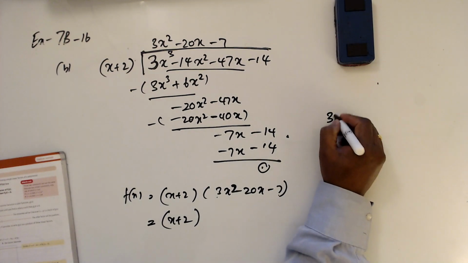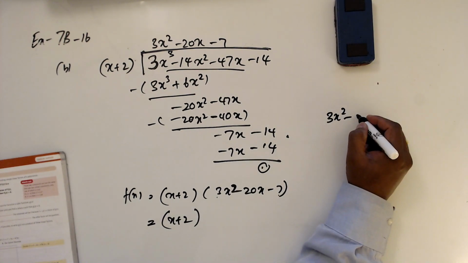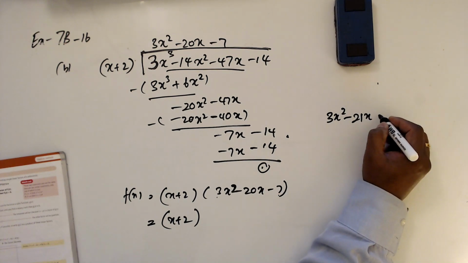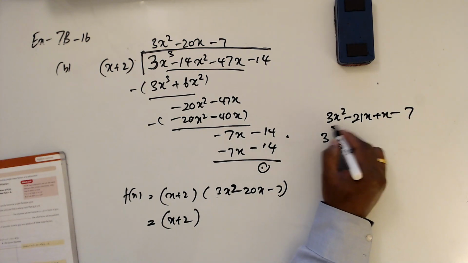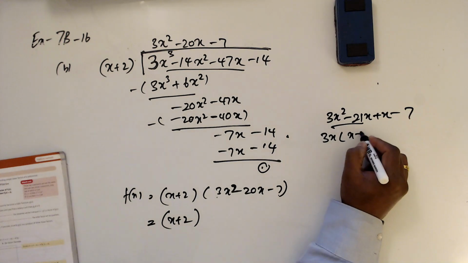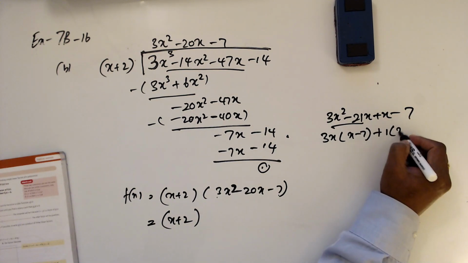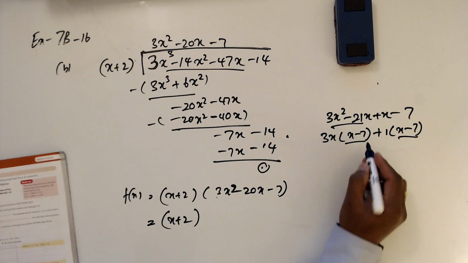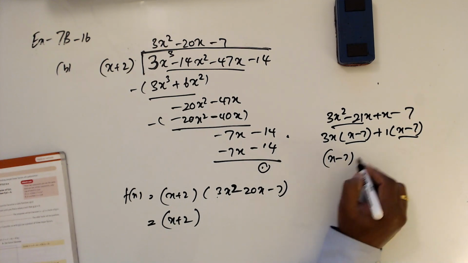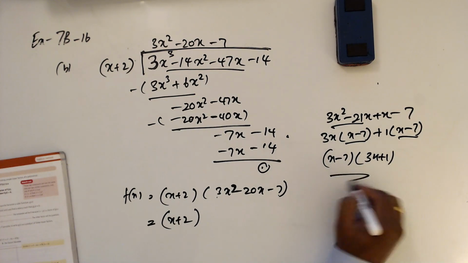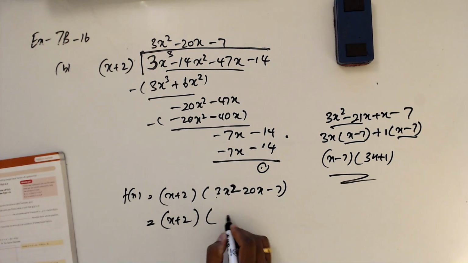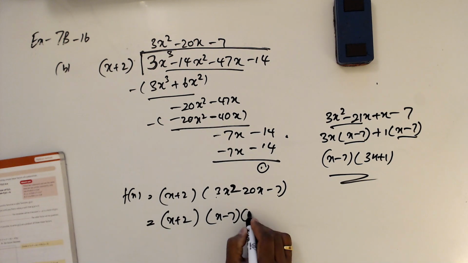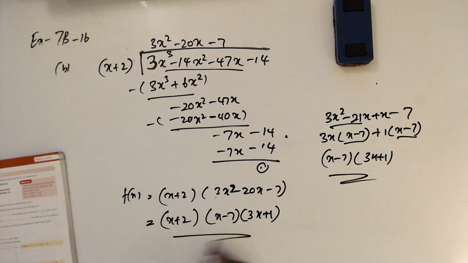Now 3x square minus 21x plus x minus 7. I break this one into 2. Then 3x is common, x minus 7, and plus 1 is common, x minus 7 is common. From both, I'll take x minus 7 out, 3x plus 1. So x minus 7 times 3x plus 1. Fully factorized.